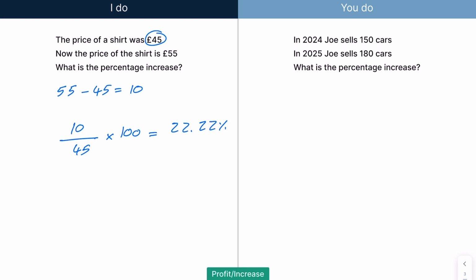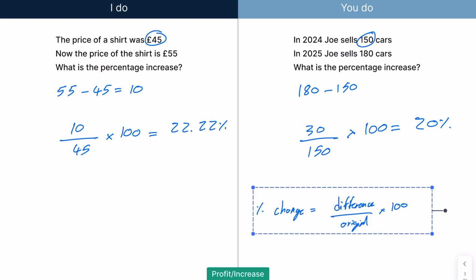So hopefully you've pressed pause and had a go at the example on the right. The first step here would be 180, take away 150 to find the difference. Then once you have the difference, you divide it by the original amount, which is 50 cars. And then you just times that by 100. Again, you can just type that into your calculator and you get an answer of 20. So the percentage increase here is 20.